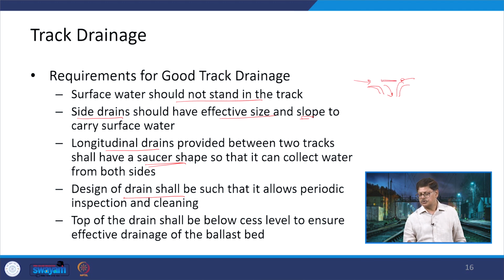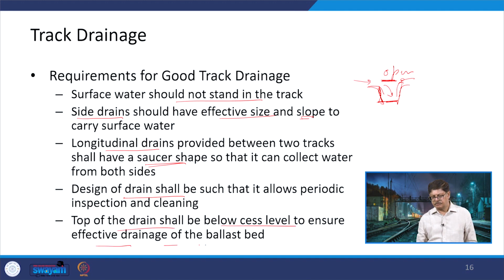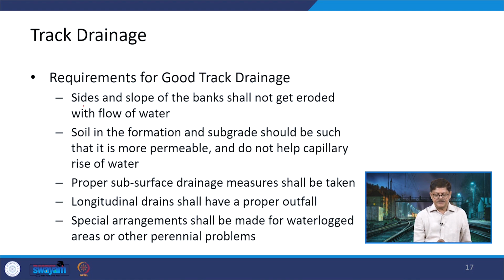That means it should be open from the top, and whatever design has been provided, it should be easier to clean periodically, so that the material does not fill in that location and choke it. Then the top of the drain shall be below the cess level to ensure effective drainage of the ballast bed. The sides and slopes of the banks shall not get eroded. So, for that we discussed what can be the way we can protect the embankment slope.